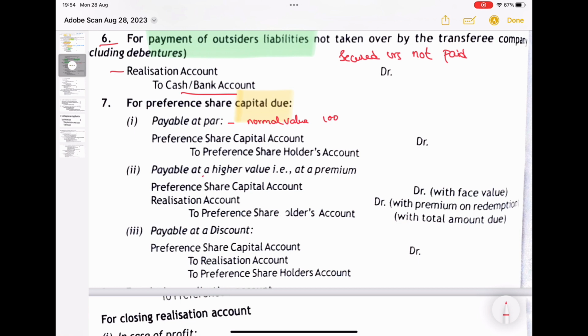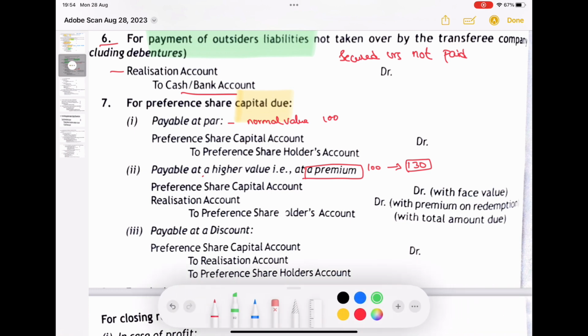Next one, payable at a higher value, which means a premium. Premium means the share is valued at a higher value. For example, the preference share's normal value is 100, but in premium how much am I going to calculate? At the market value, 130. So 130 rupees is the premium value. During this time we are going to calculate like this: preference share capital account debtor, realization account debtor to preference shareholders account.